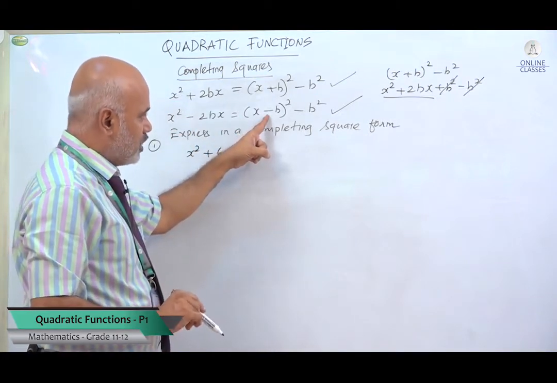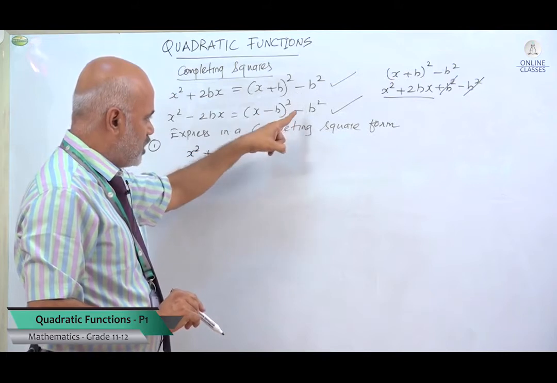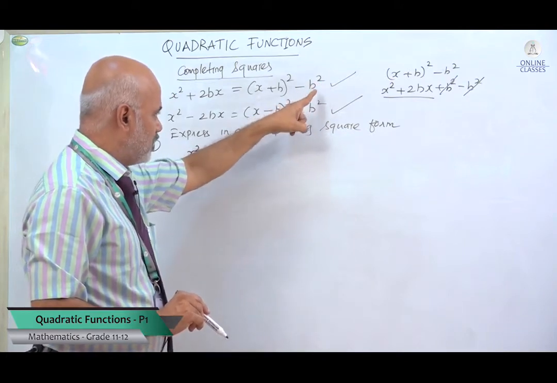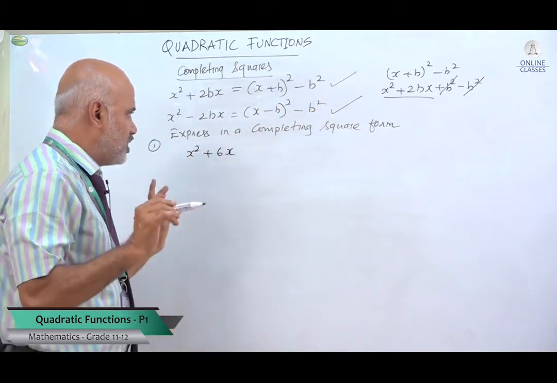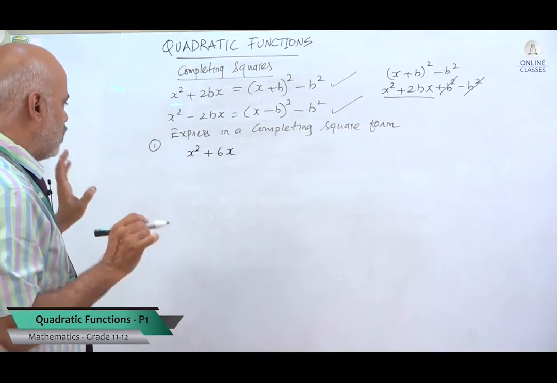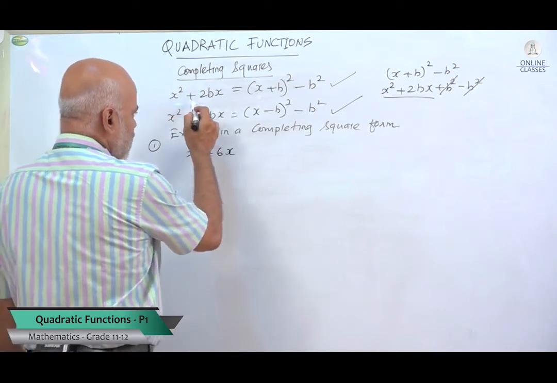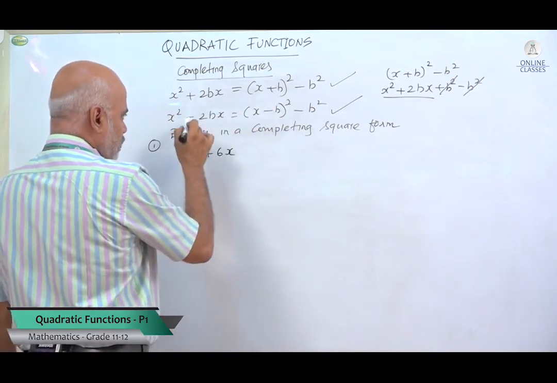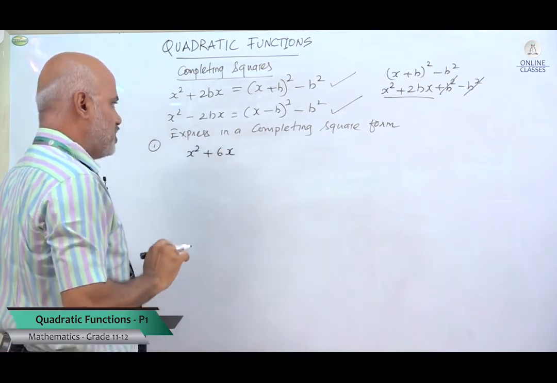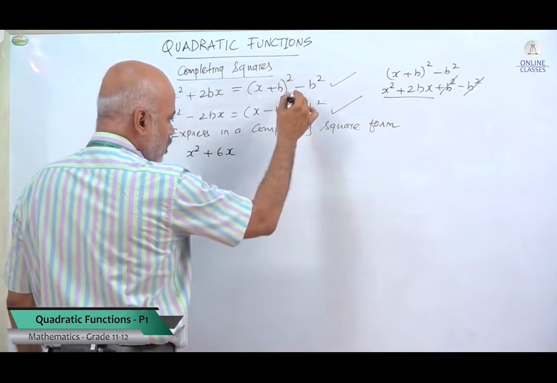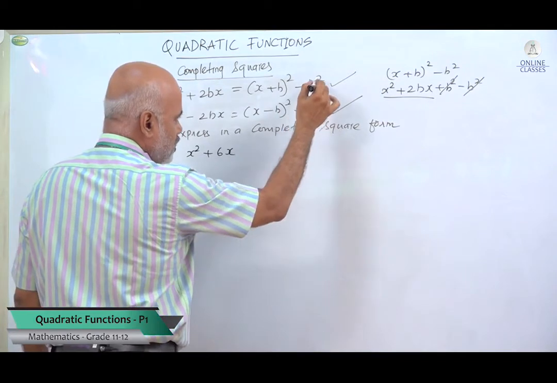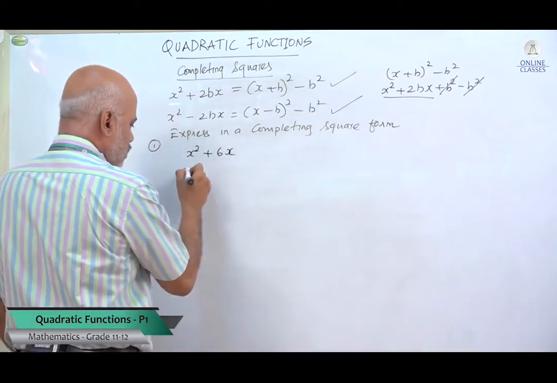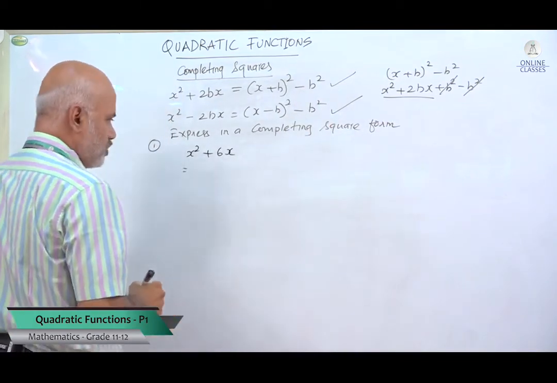But look at outside, always outside is minus and the square is only for the sign. These are the things you need to remember. Once again I am telling, here plus means inside it will be plus, minus means inside it will be minus, and outside is always minus and square is only for the number. So how can I do the completing square for this question?